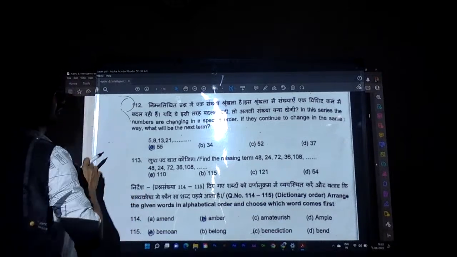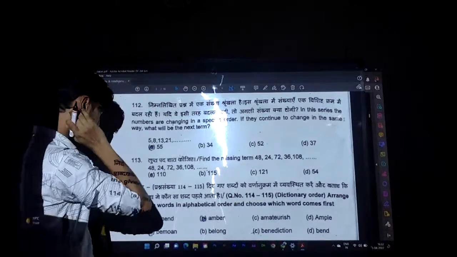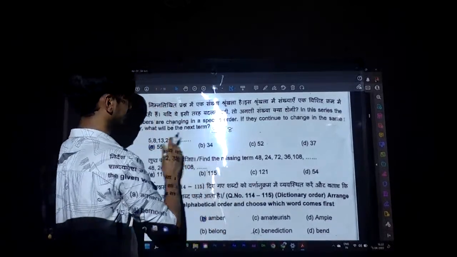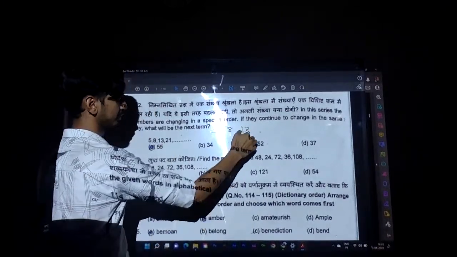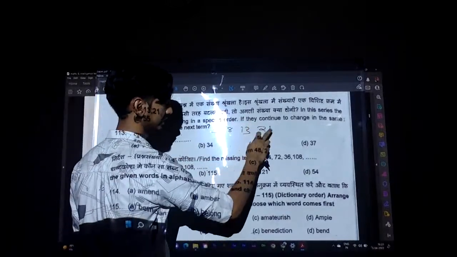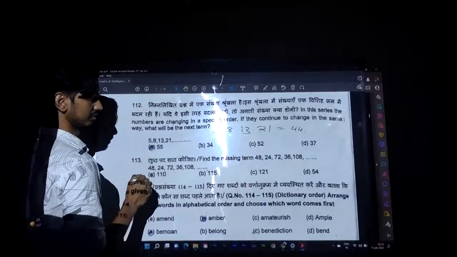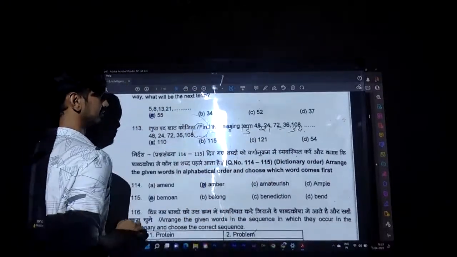Okay. So question number 12 is based on the Fibonacci series. The Fibonacci series is where you add the first two terms and make the third term. In this series, the same is happening. 5 plus 8 will be 13, and 8 plus 13 will be 21. So when we add 13 and 21, we'll get 44. Sorry, 34. So the right answer will be option B.